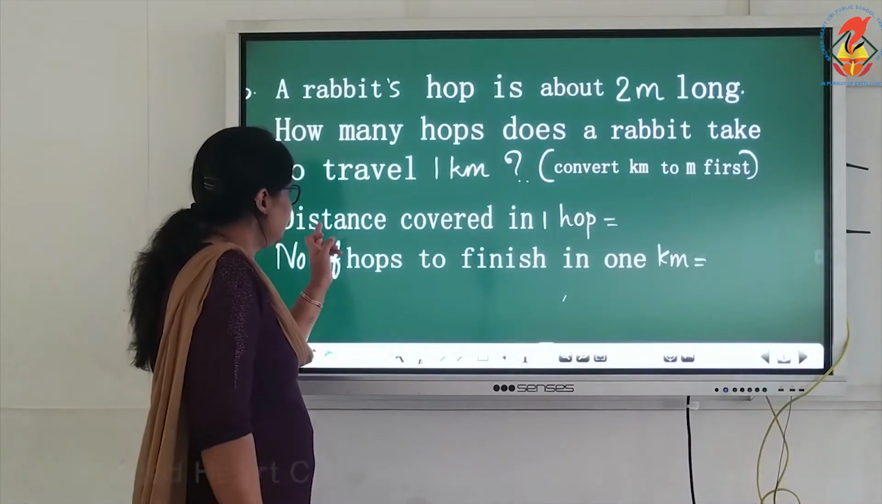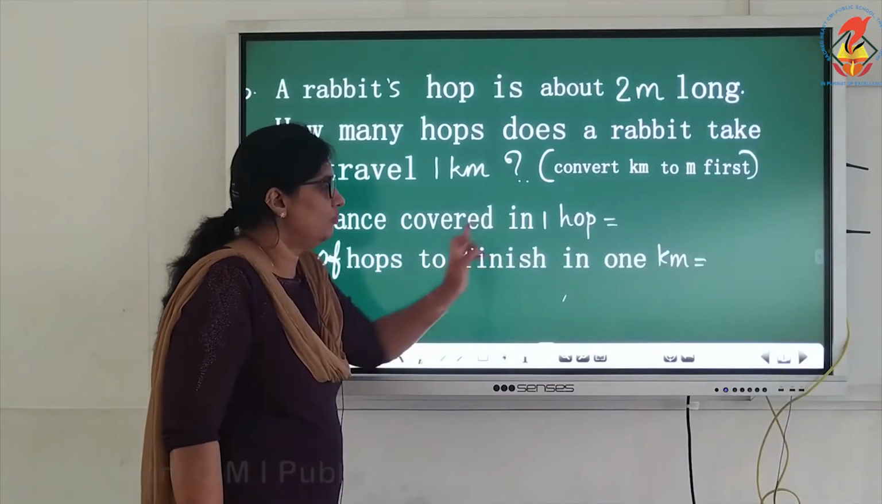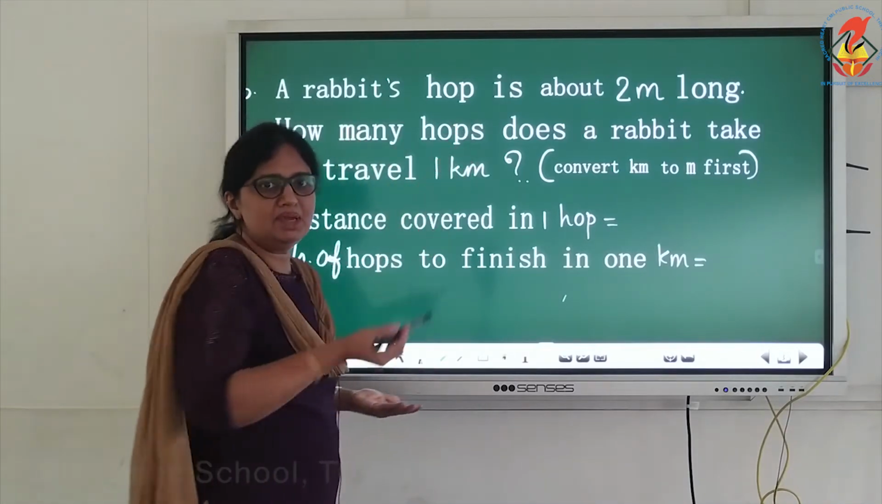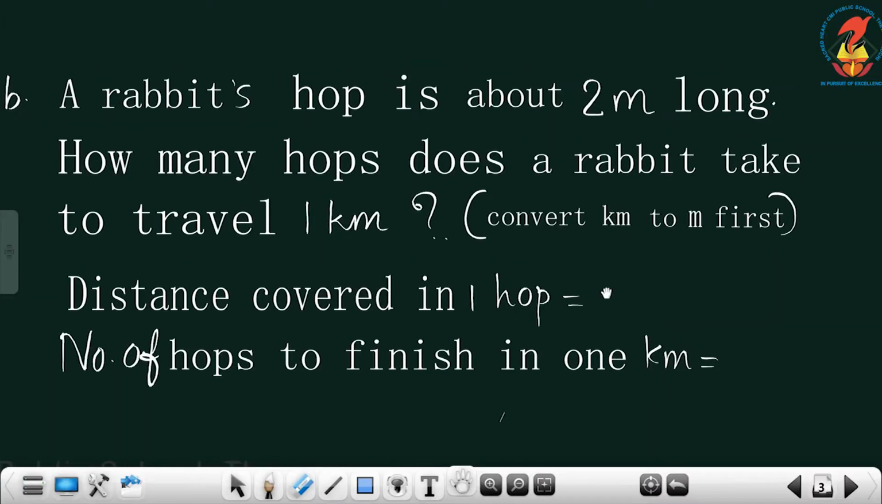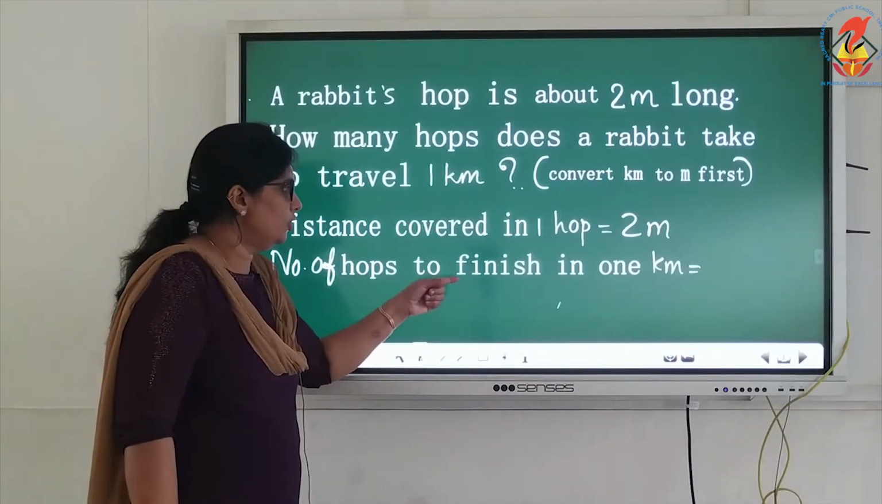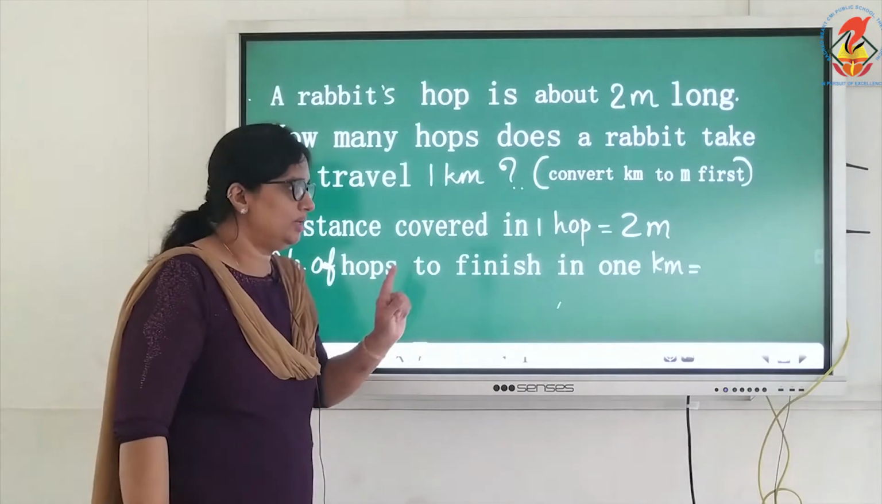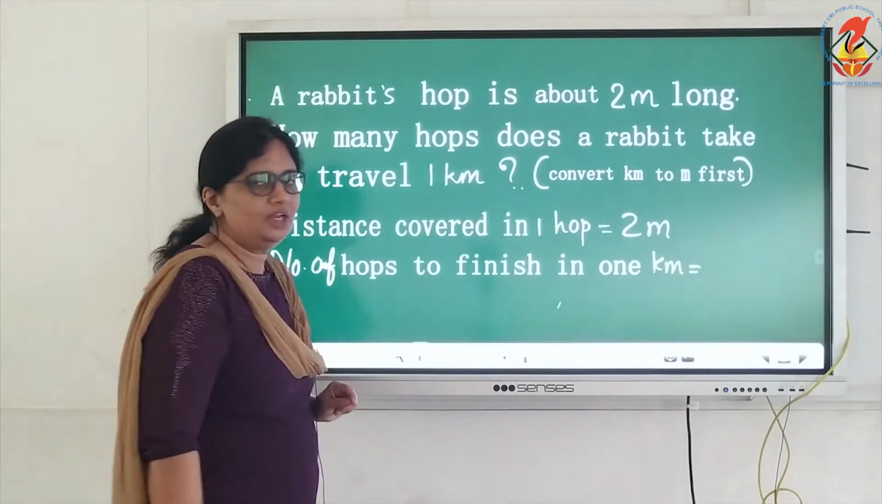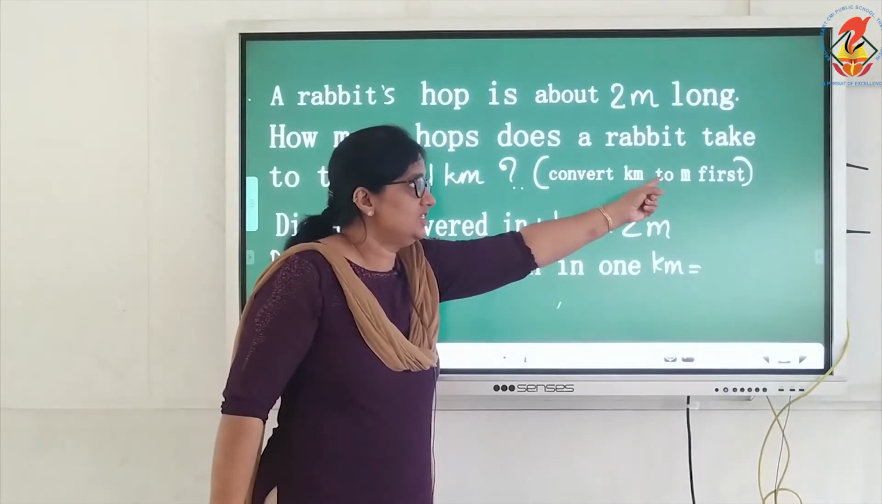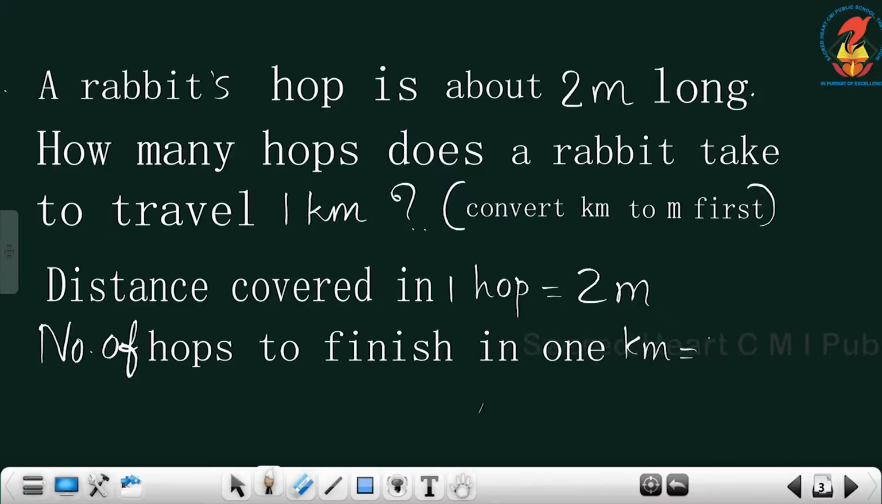First, the distance covered in one hop. One hop equals how much? That is in meter only, no need to convert. That is 2 meter. And the next one is the number of hops to finish 1 kilometer. 1 kilometer is how much in meter? We need to change kilometer to meter. 1000 meter, children. 1000 meter.